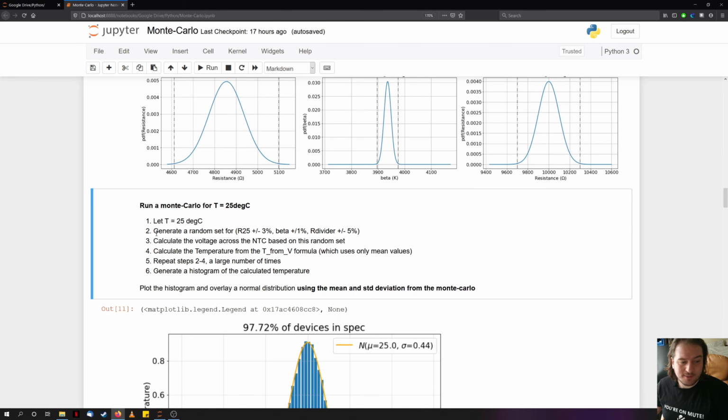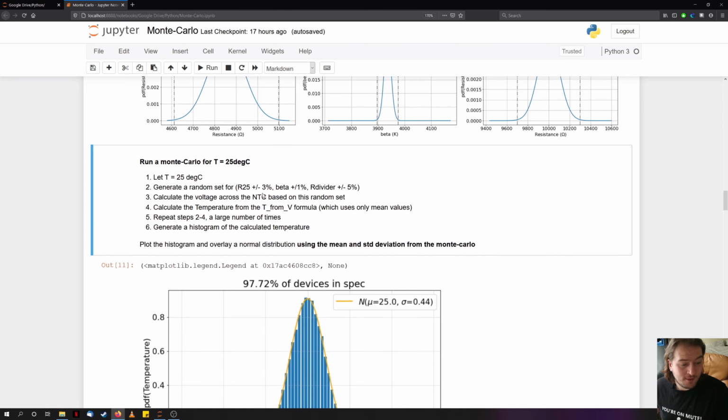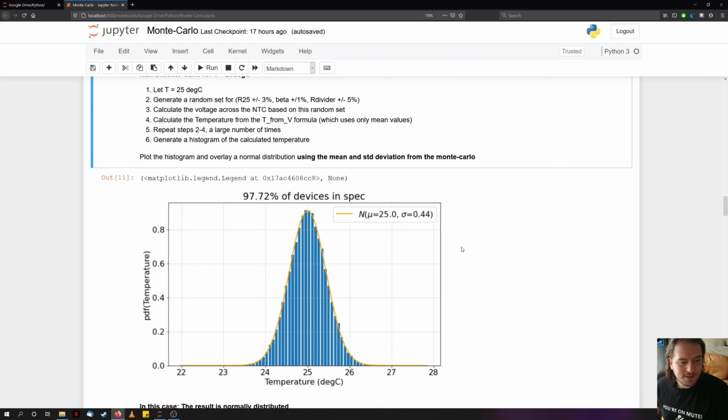We then repeat steps 2 and 4 a large number of times. So this is where our large amount of random sampling comes in. So let's say we do it 50,000 times. Seems like a reasonable amount. Very easy for a computer to do. And then we can generate a histogram of the calculated temperatures. And this is what we get.